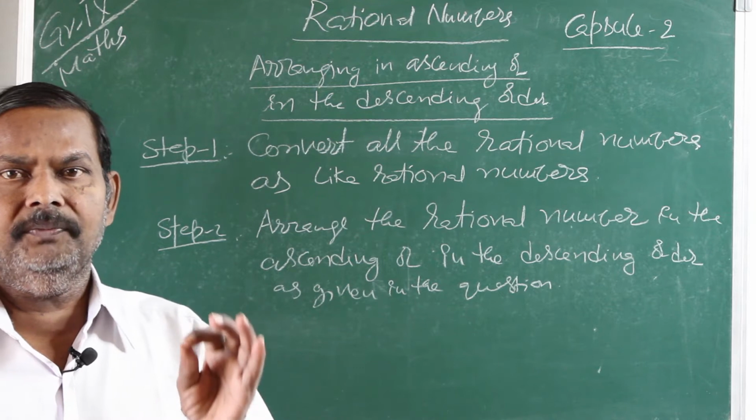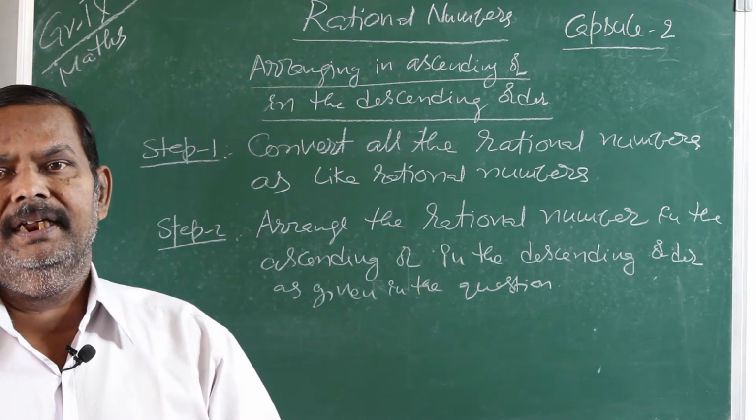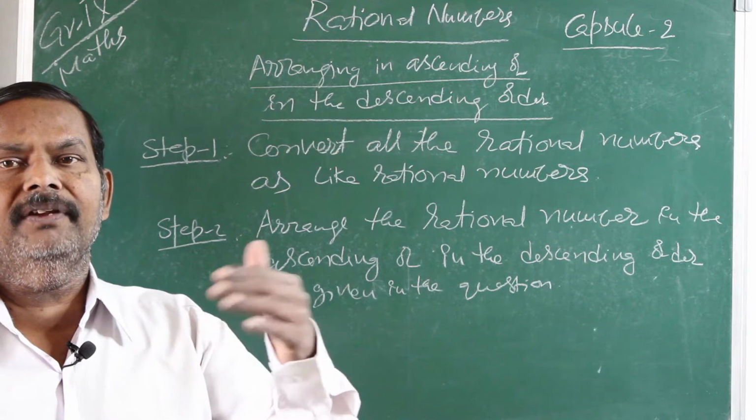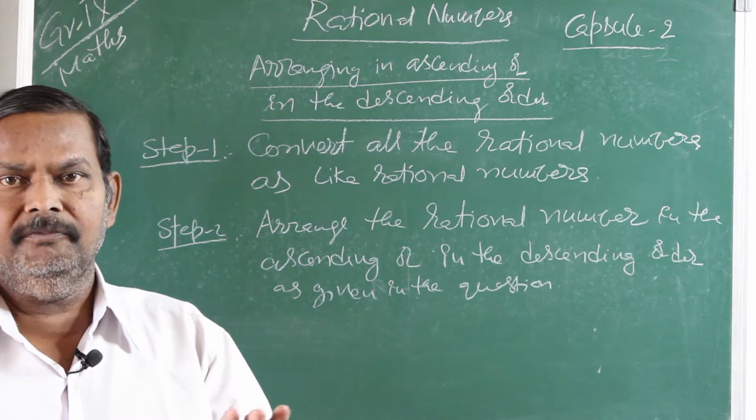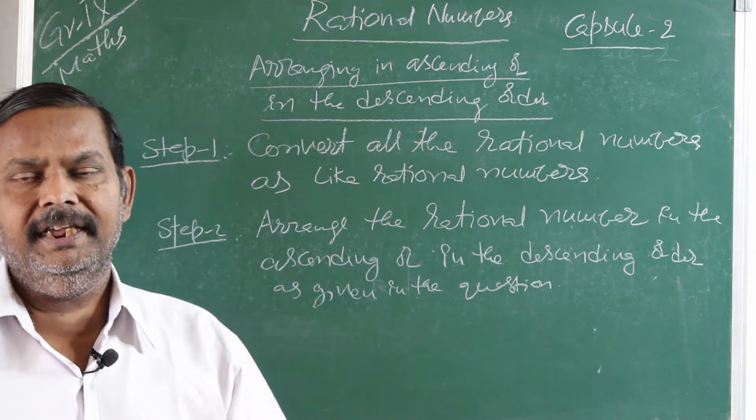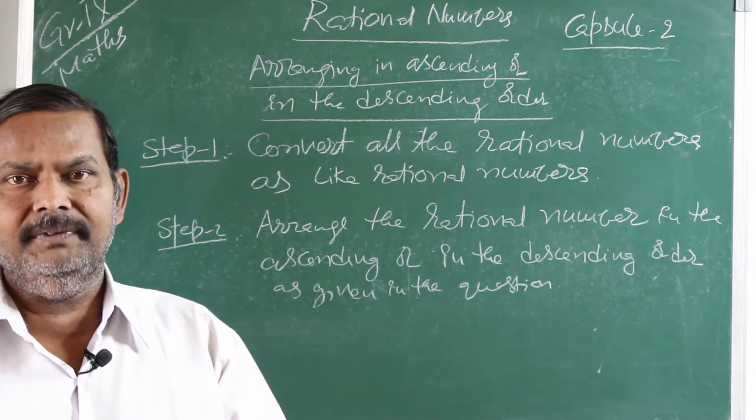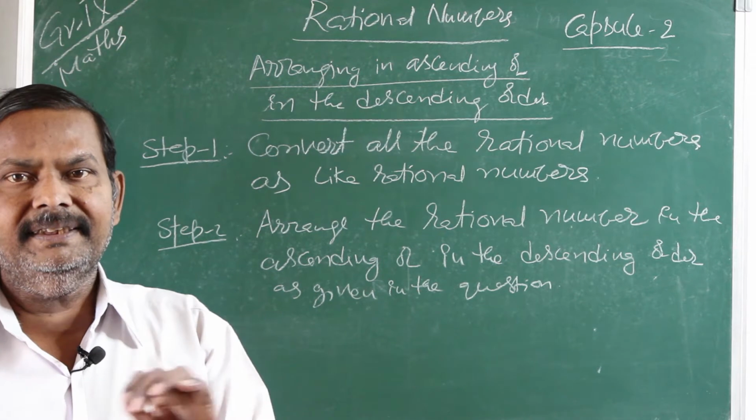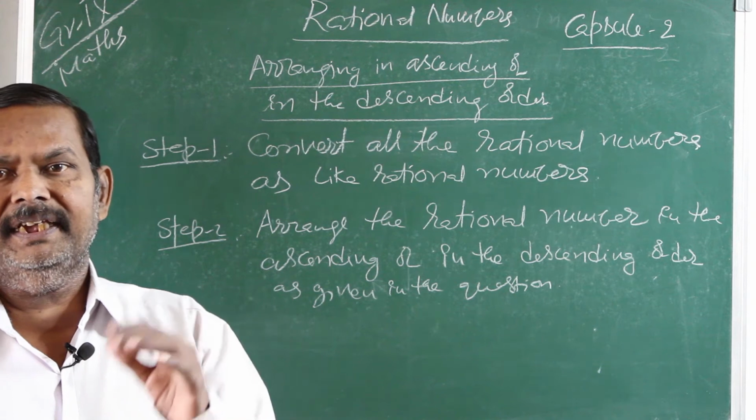The first and most important step is to convert the given rational numbers into the like form. So convert all the given rational numbers into the form of like rational numbers. If the denominators of the given rational numbers are the same, fine. Otherwise, convert them into like rational numbers. After converting all the rational numbers into like rational numbers, arrange them in the ascending or descending order of their numerators as per the given requirement.